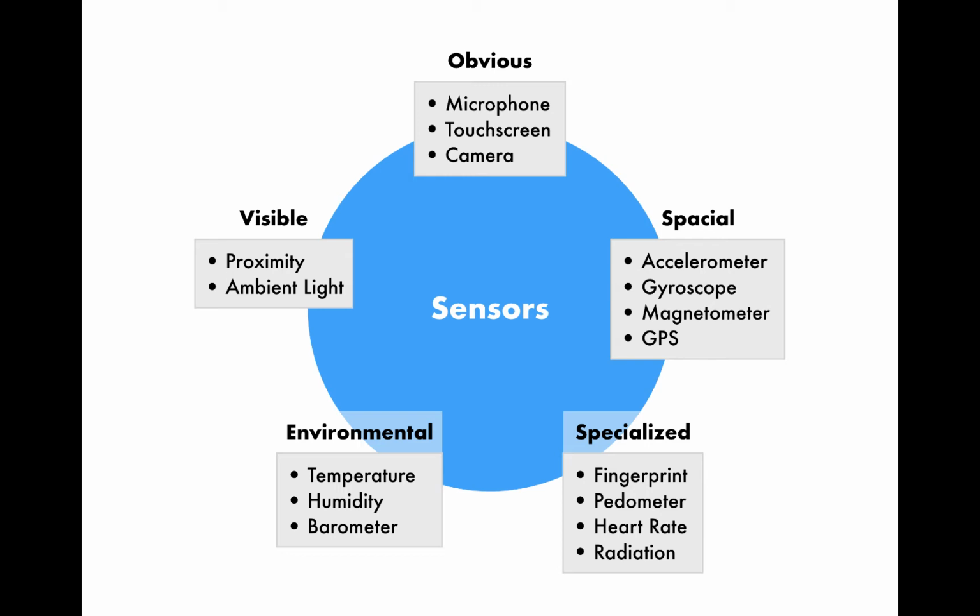The spatial sensors over on the right are the ones that help you determine your location in physical space: accelerometer, gyroscope, and magnetic field detector. And we can't really talk about those without talking about the GPS. The environmental sensors on the bottom left measure things like temperature, humidity, and air pressure. And finally, over there on the bottom right, we talk about a few specialized sensors that you may find on some smartphones.